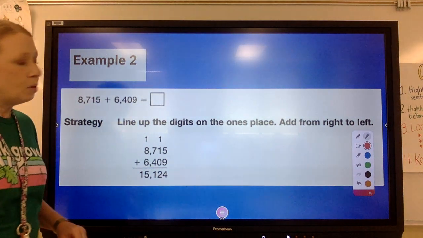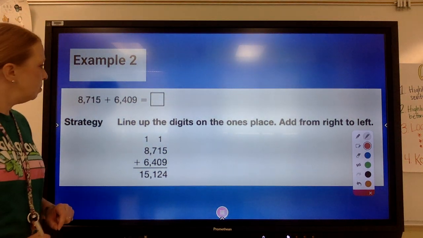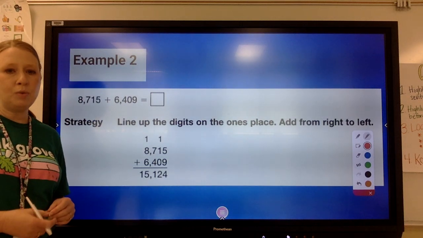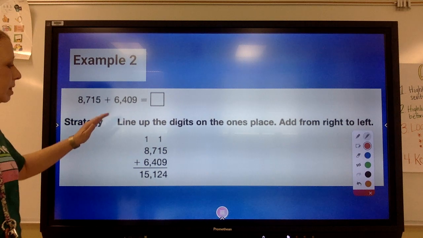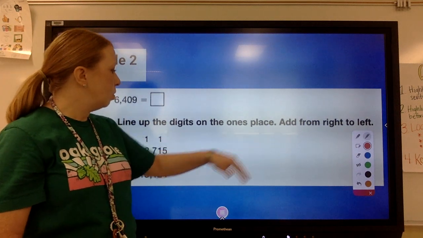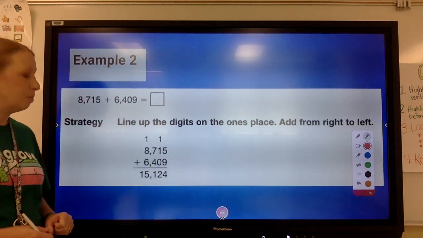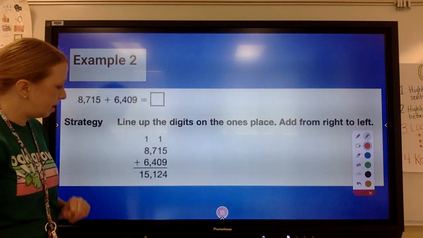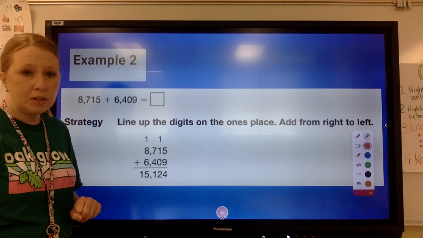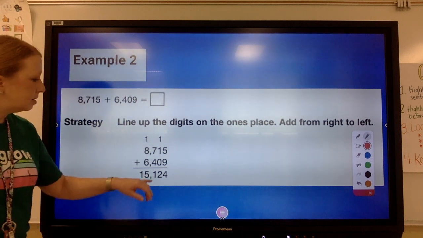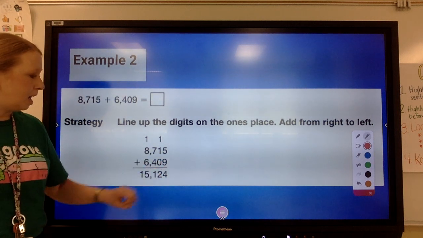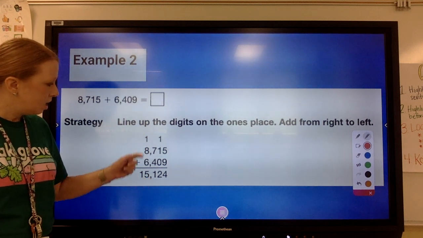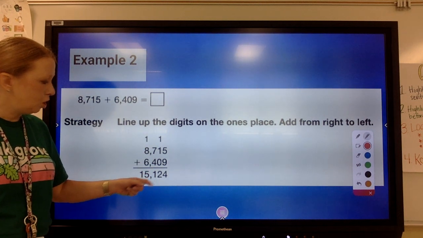Okay. So again, we have another example. We have 8,715 plus 6,409. Again, we line up our digits on the ones place and add from right to left. So we have 8,715 plus 6,409. You can see where we've added 5 plus 9 is 14. So we carry our 1, bring down our 4. 1 plus 1 is 2.